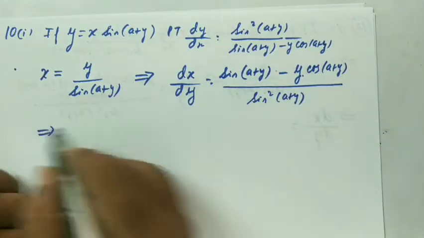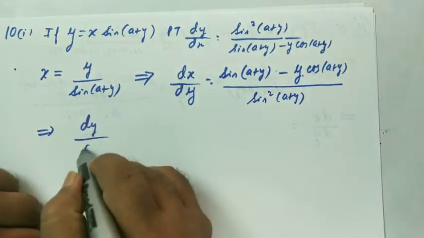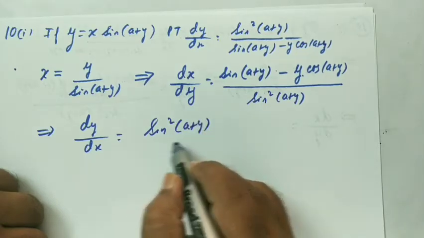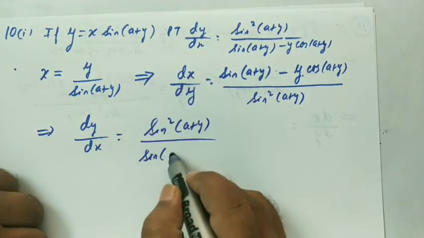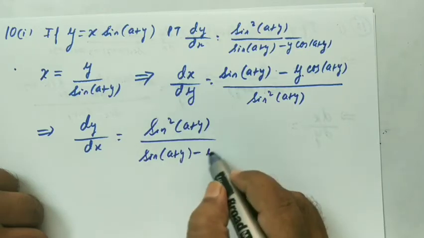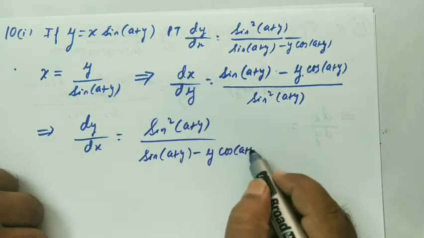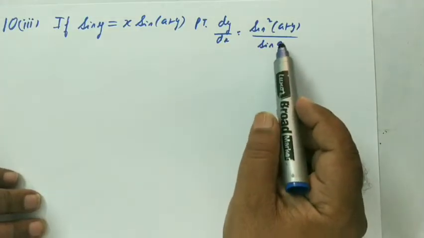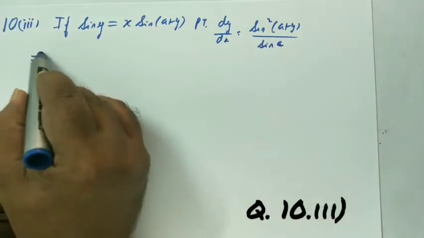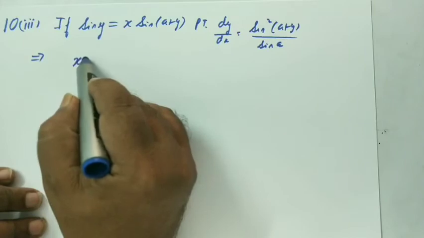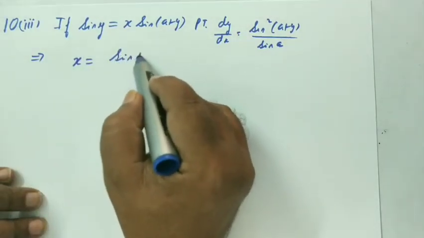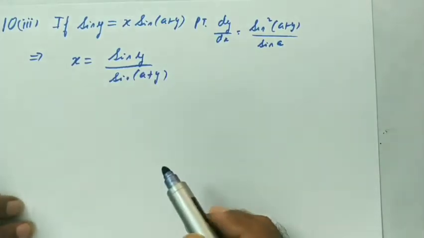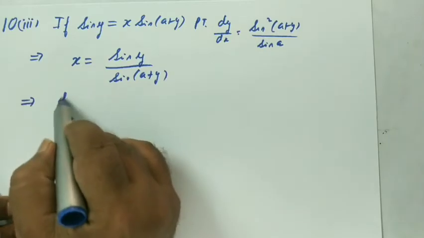And then finally, if I reverse it, I get the required answer. This is the proof. Here you'll find on the right side only y. x is equal to sine y by sine a plus y. I differentiate with respect to y.